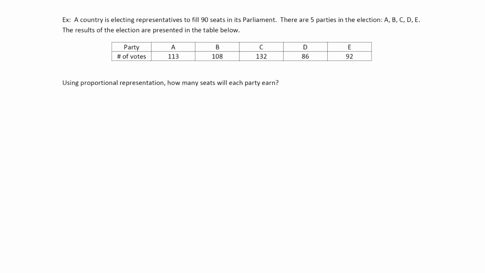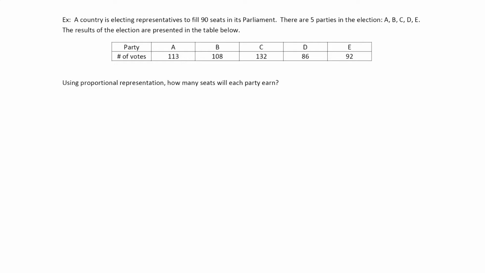Let's look at an example. A country is electing representatives to fill 90 seats in its parliament. There are 5 parties in the election, parties A, B, C, D, and E. The results of the election are represented in the table below. Now we're going to use proportional representation to determine how many seats each party earns.